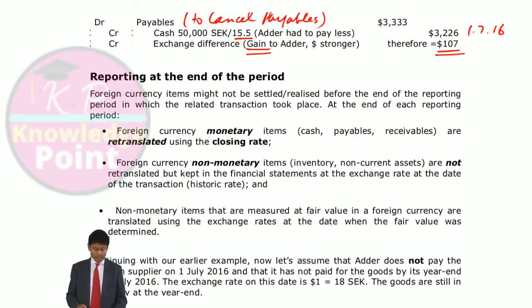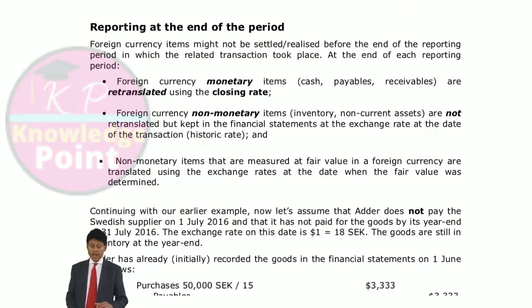Now, that's if it's all settled and so on. But now, at the end of the year, the end of the period, foreign currency items might not be settled or realized before the end of the reporting period in which the related transaction took place. At the end of each reporting period, what do you do? Here are some rules, and then we put the rules into practice.